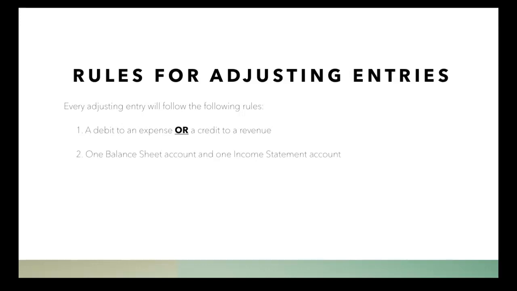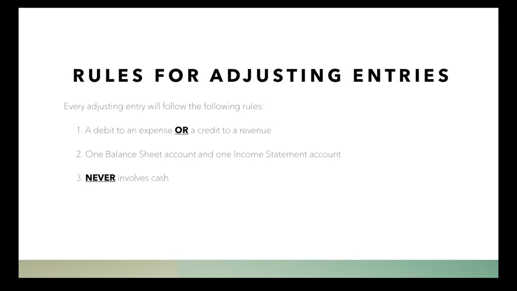Your other account is going to be a balance sheet account, right? We need one balance sheet account and one income statement account. So the income statement account is taken care of with our first rule there, the debit to an expense or credit to a revenue. The balance sheet account, that's your assets, liabilities, and owner's capital, right? So that's going to be the other account in your adjusting entry.